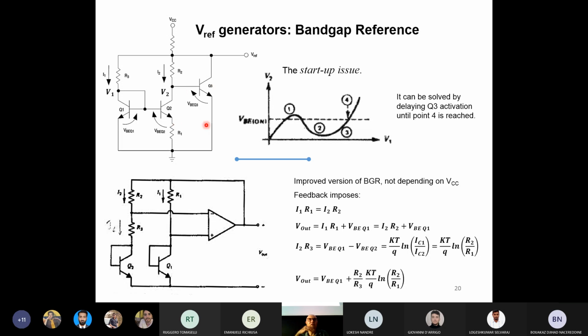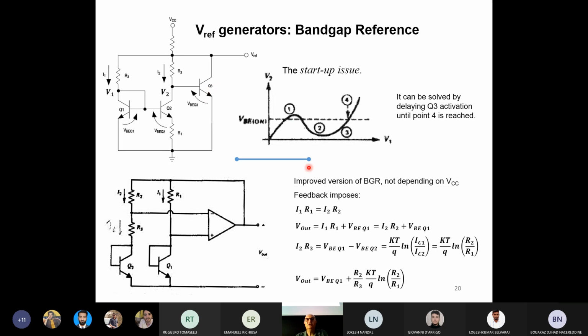So all the hypotheses that we made when we calculated the previous relationship on the previous slide were that Q1, Q2, and Q3 were in their active zone. So we are interested in a point like this. Here, all the three transistors are in the active zone. But there is also one other possibility. When the voltage VB goes up, when the collector voltage of Q2 goes up and reaches the VB, the transistor Q3 can turn on.